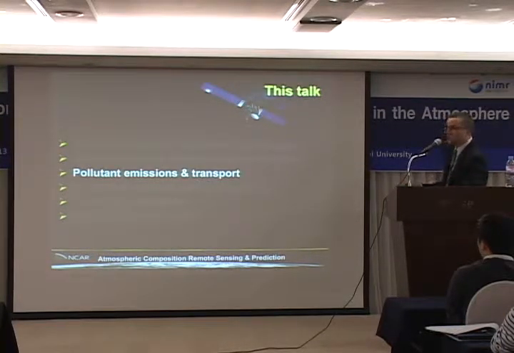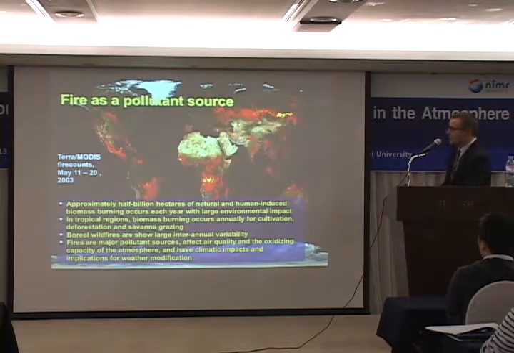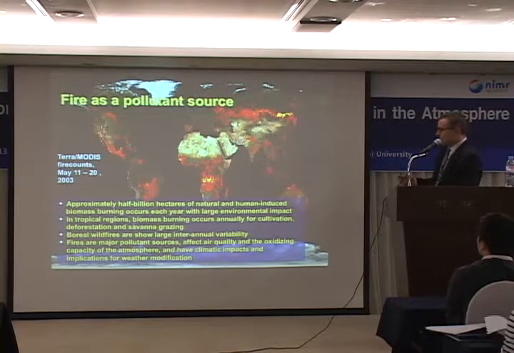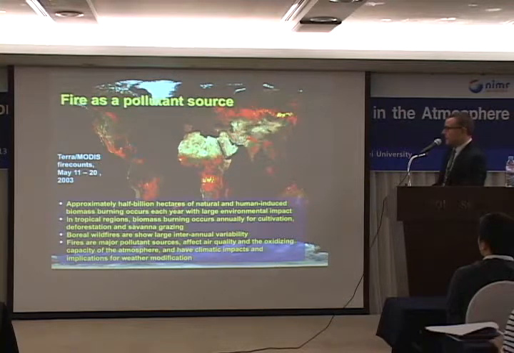This is pollutant emissions and transport. So fire as a pollutant source, approximately 500 million hectares of natural and human-induced biomass burning occurs each year. And this is a plot that we get from the MODIS instrument, looking down, and it uses basically thermal anomalies in order to be able to pick up hot spots and to see when fire activity is taking place.